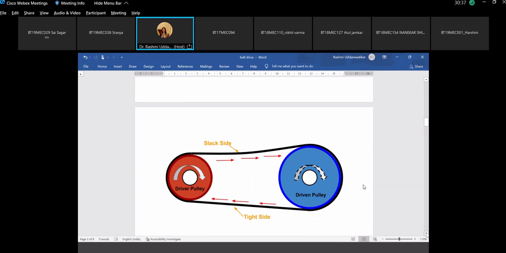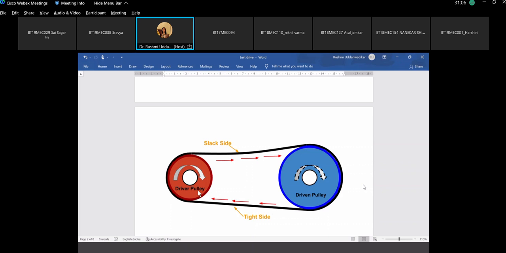Before we actually start with the design of belt drive, we have to establish a few parameters. You have already studied the ratio of belt tension. You have to derive the expression for ratio of belt tension in Tom 1. Yes or no? Yes. Okay, so you know the ratio of belt tension.